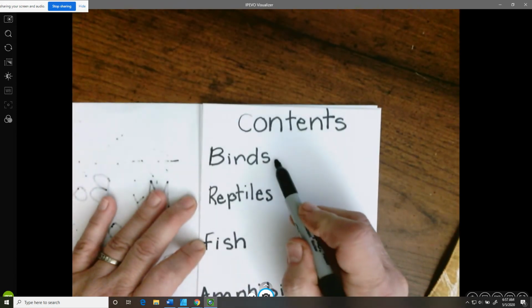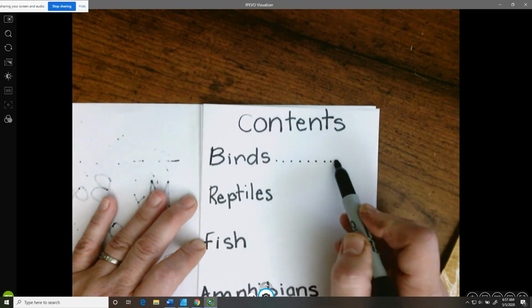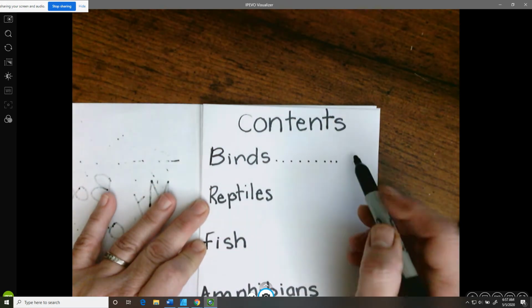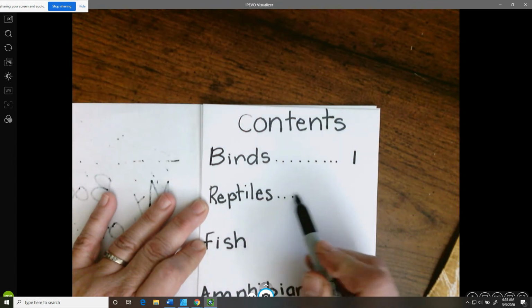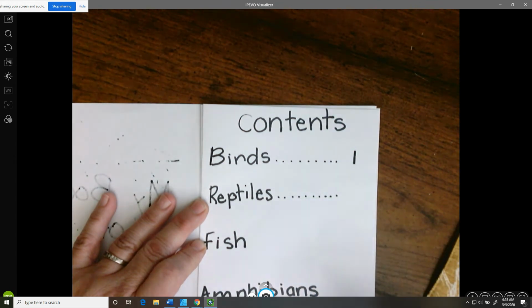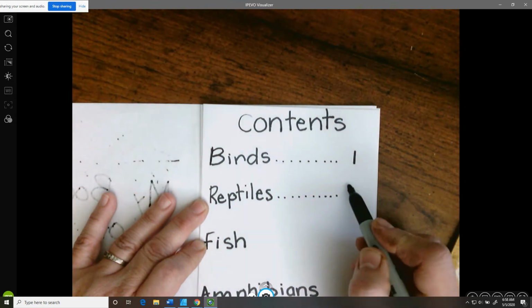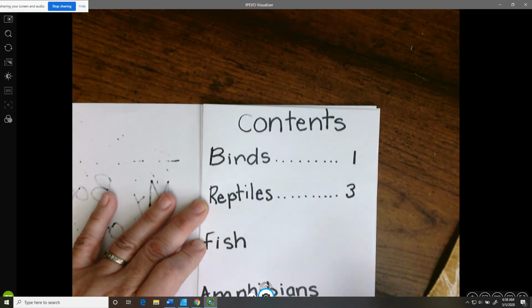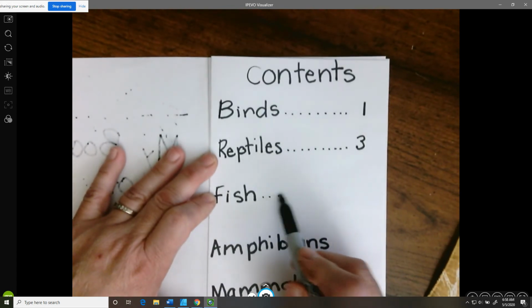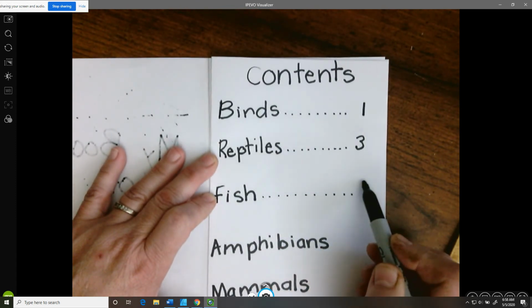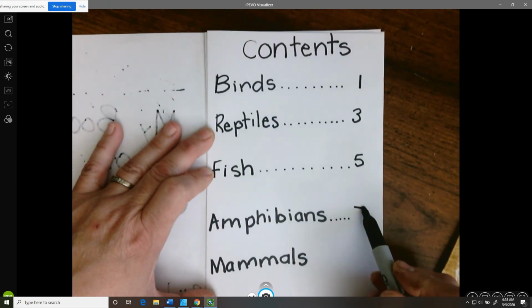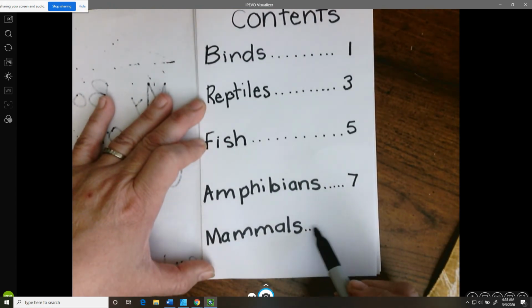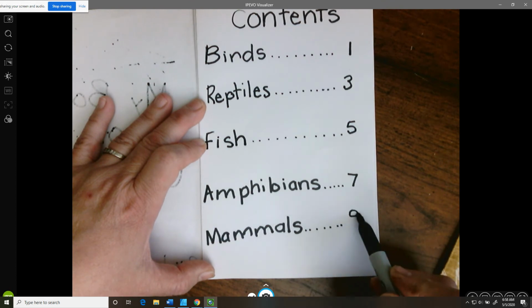Now here's a tricky bit. You're going to go across and put little dots that will let your reader go across so that we can make a nice neat column of numbers. My birds are found on page 1 and 2, but they'll start on page 1. My reptiles start on page 3. The fish start on page 5. Amphibians start on page 7. And mammals start on page 9.